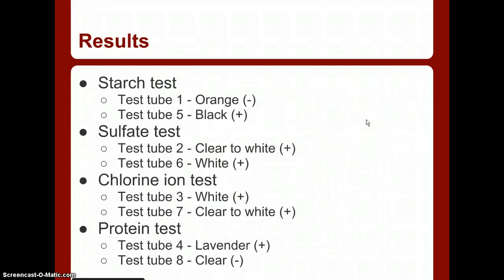So the final results for the starch test, test tube 1 turned orange, which was negative. Test tube 5 turned black, which is positive, it had starch. The sulfate test, both test tubes tested positive, but test tube 6 had a higher concentration. For the chlorine ion test, again, both tested positive, but this time the fluid outside the cell had a higher concentration than the one inside the cell. And for the protein test, only one had it. That was the fluid outside of the cell, and the other one was clear, so it did not have any proteins.